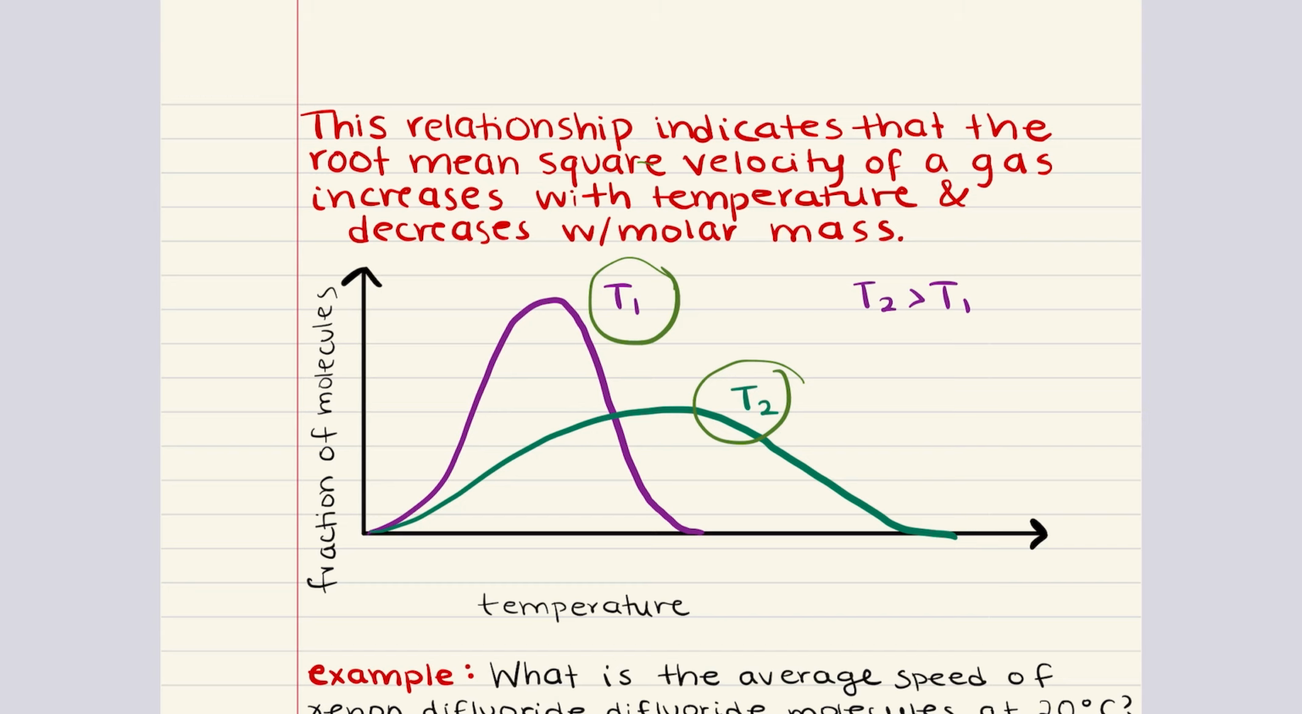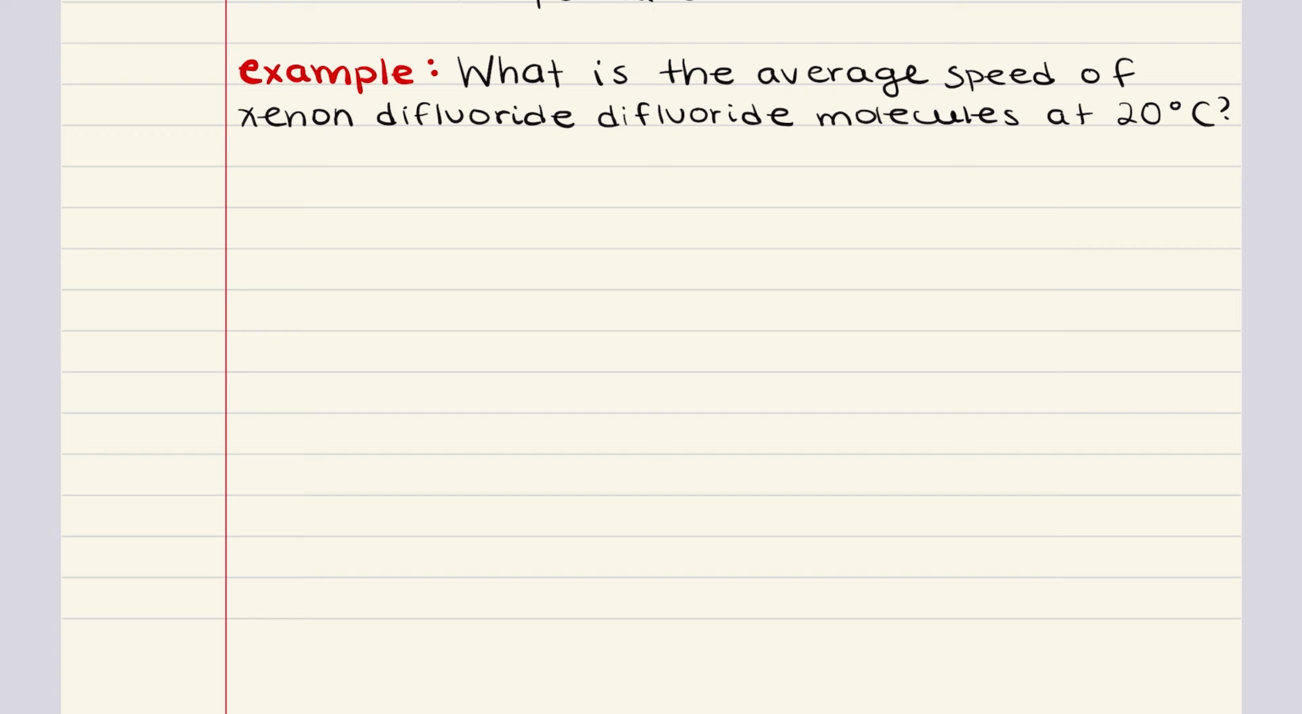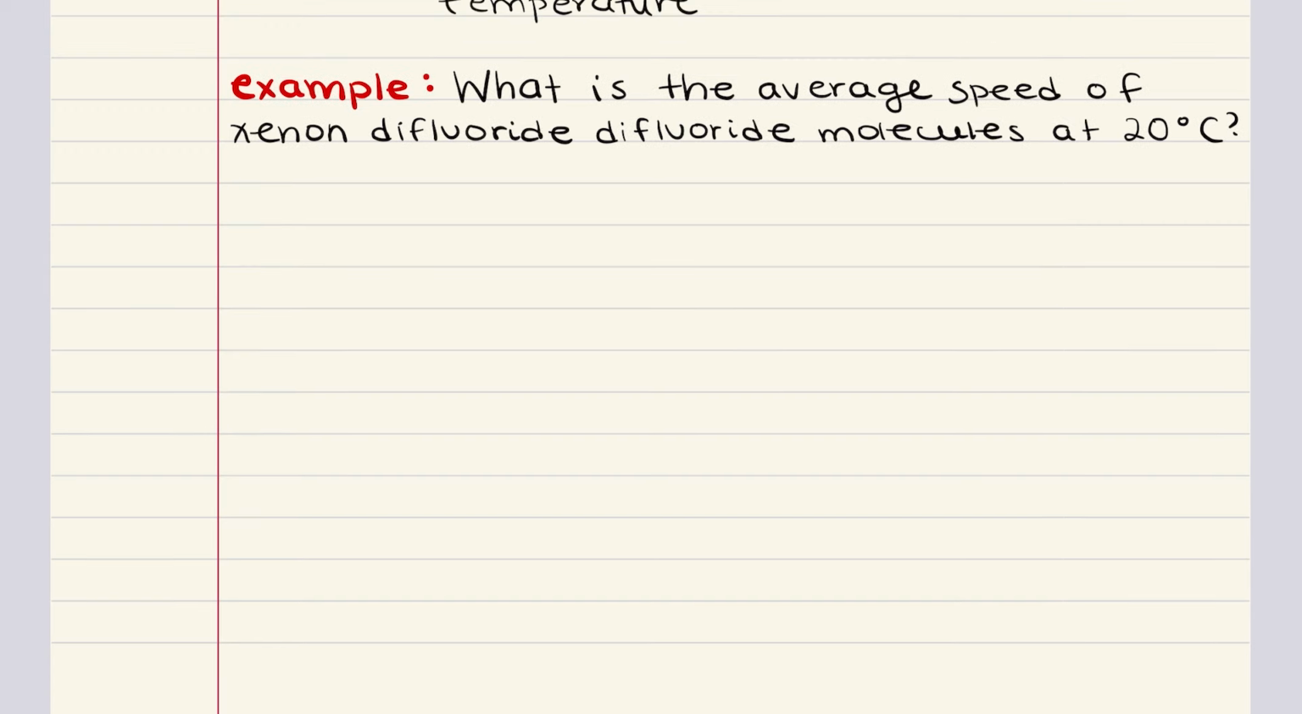Let's go ahead and take all of this information that we've learned and apply it to this example problem here. This example says, what is the average speed of xenon difluoride molecules at 20 degrees Celsius? Now, for this problem, we're going to be using our root mean square speed equation. So let's go ahead and write that down. That's going to be equal to the square root of 3RT divided by M.